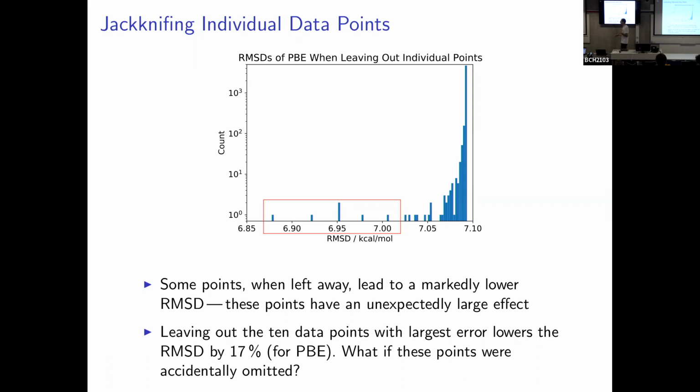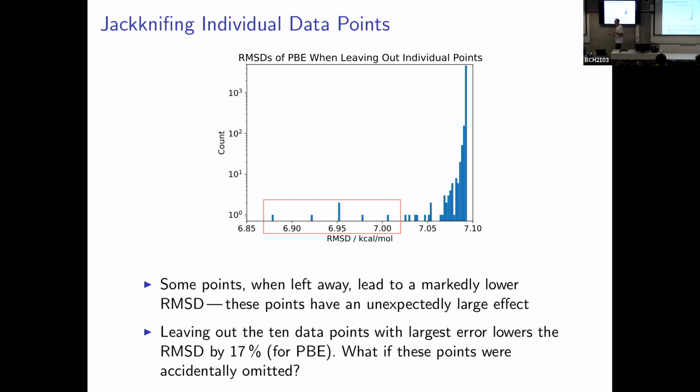Sure, the absolute difference here is like 0.2 kcal per mole. It's like nothing a chemist would ever worry about. And also the relative difference there is like 3%. But still, you leave away one data point from 5,000 and the result changes by 3%. That's not so nice, right?